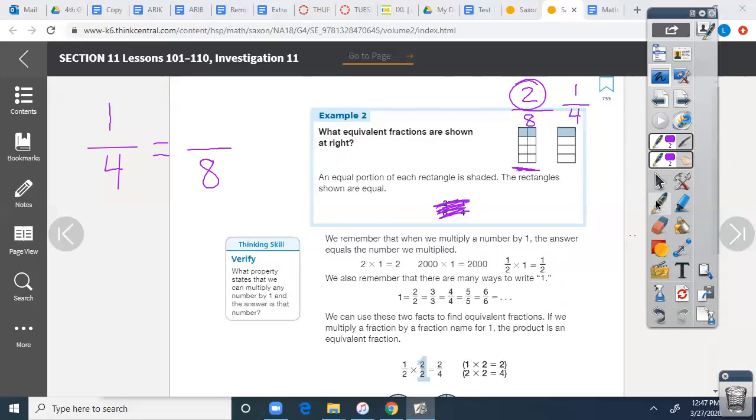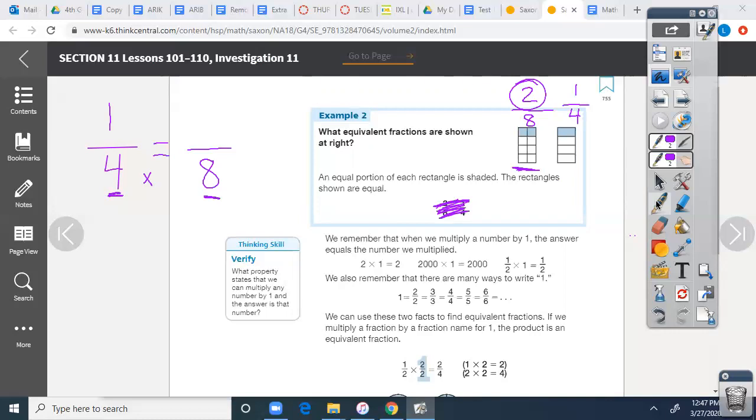So we've got 1/4 equals something over 8, okay? This is one thing that I want you to write down because it is so important. What you do to the bottom, you have to do to the top. And when we're talking about fractions, we're mostly going to be talking about multiplying and dividing, mostly multiplying. So how do I get from 4 to 8? I'm going to multiply it by something.